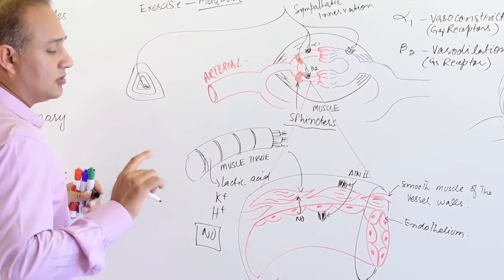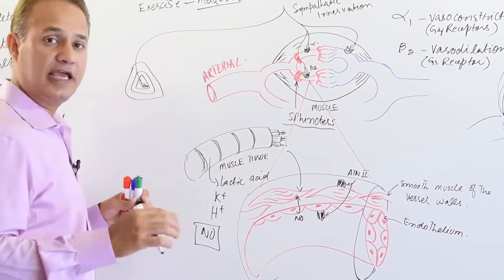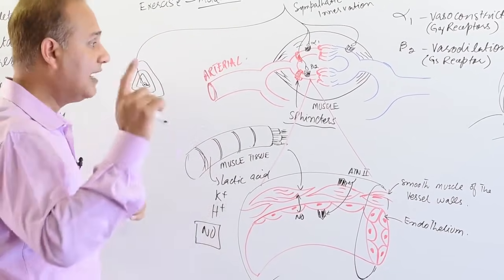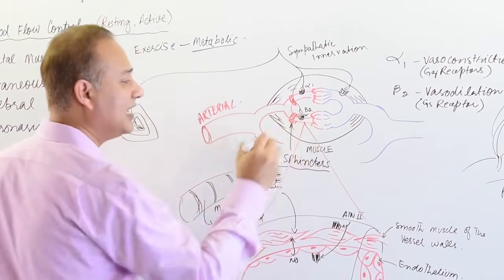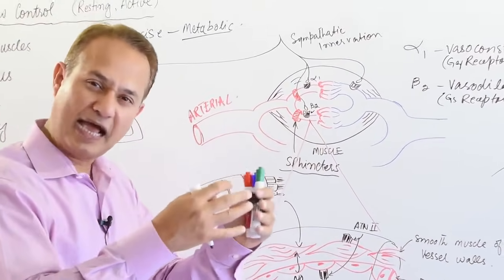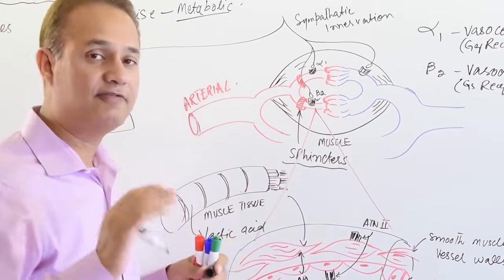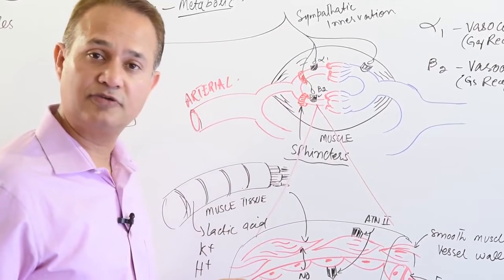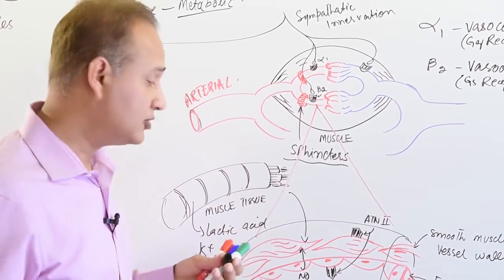And so during the exercise now, if there is sympathetic stimulation, if it is beta 2, that would still have some effect and the vasodilation would still happen. But if it is alpha 1, the receptors become totally non-responsive. So there will be no vasoconstriction.